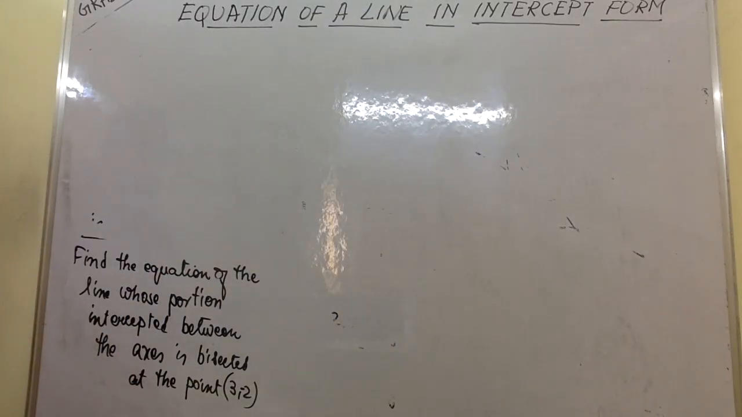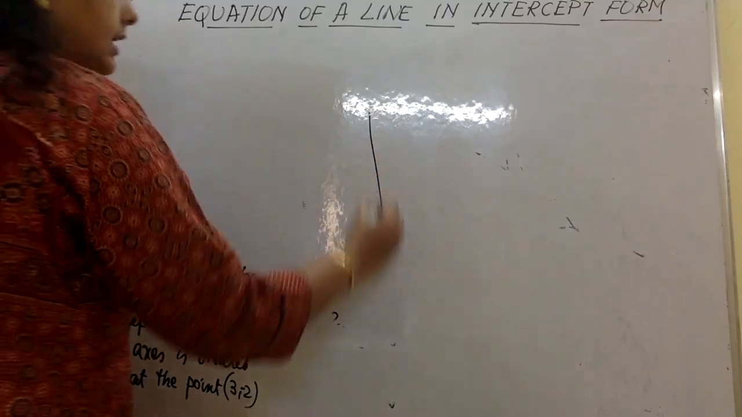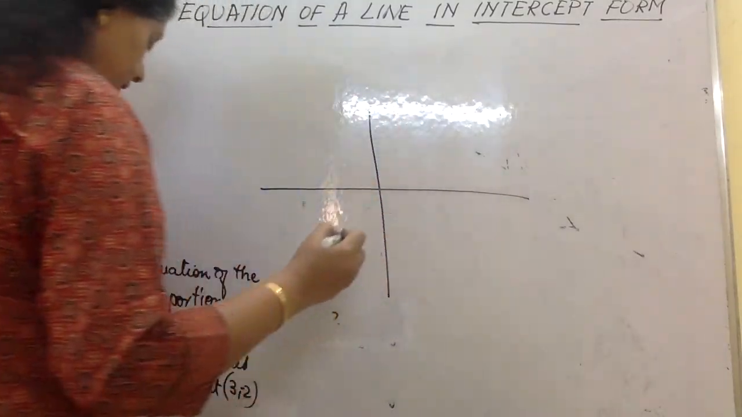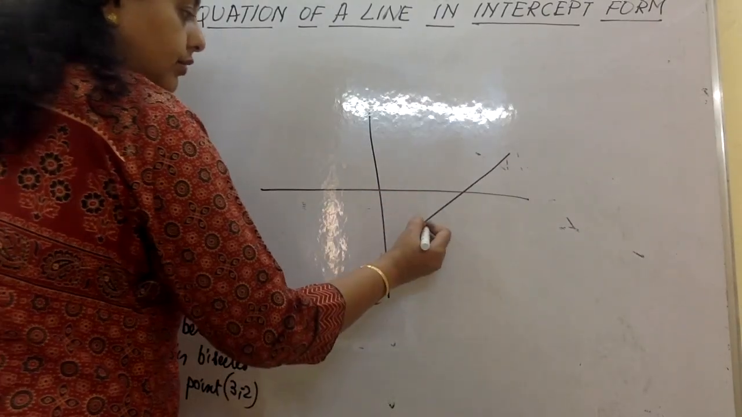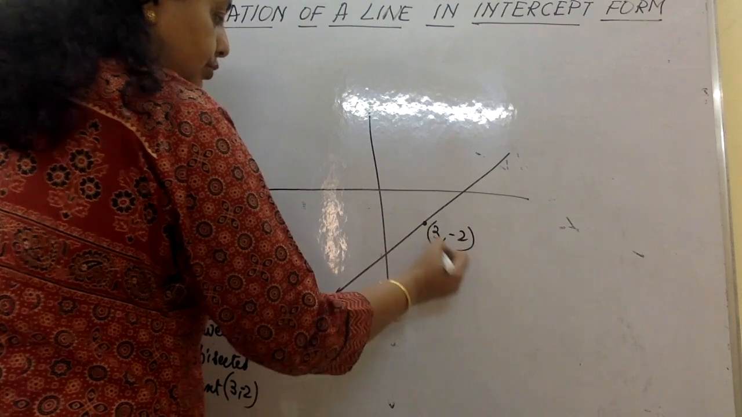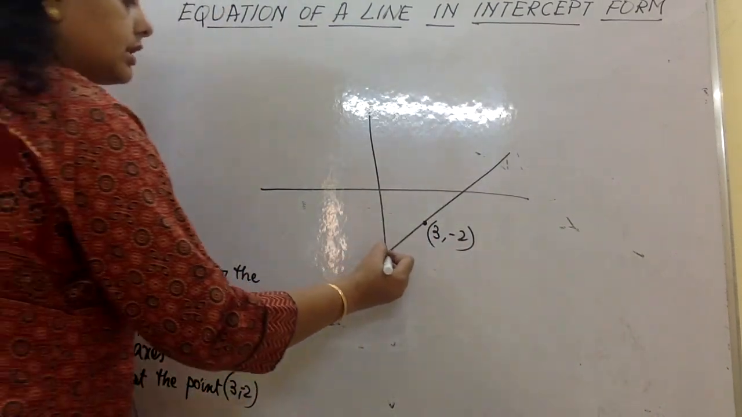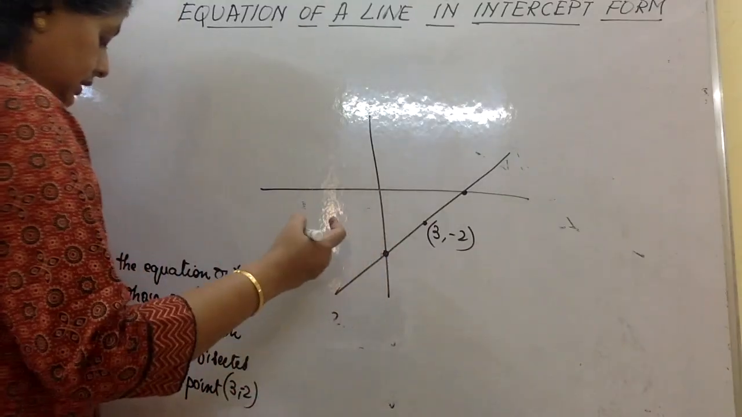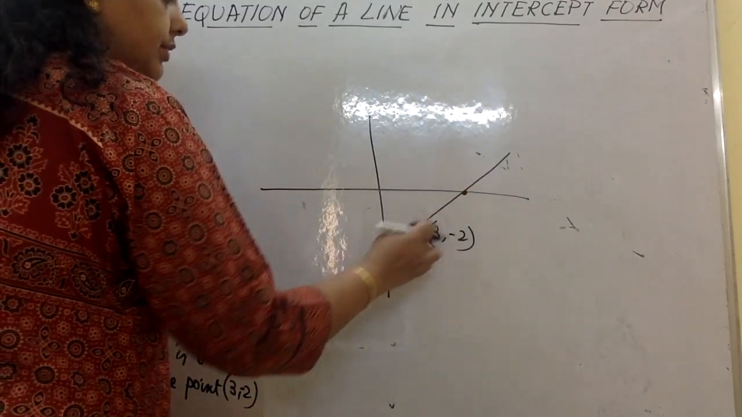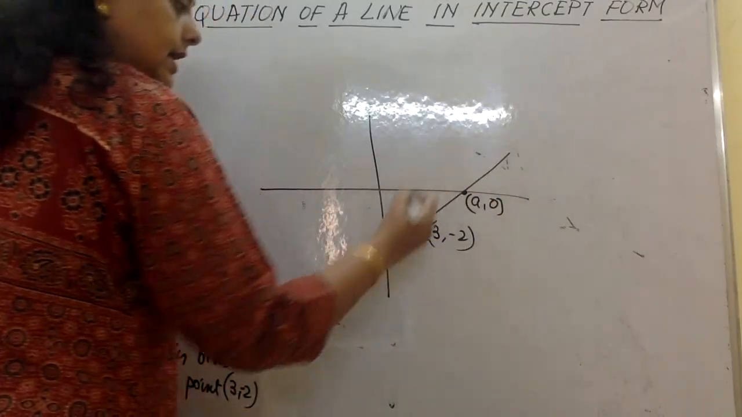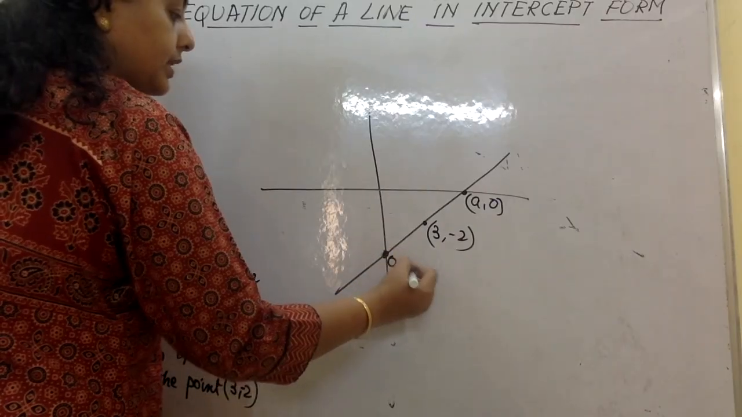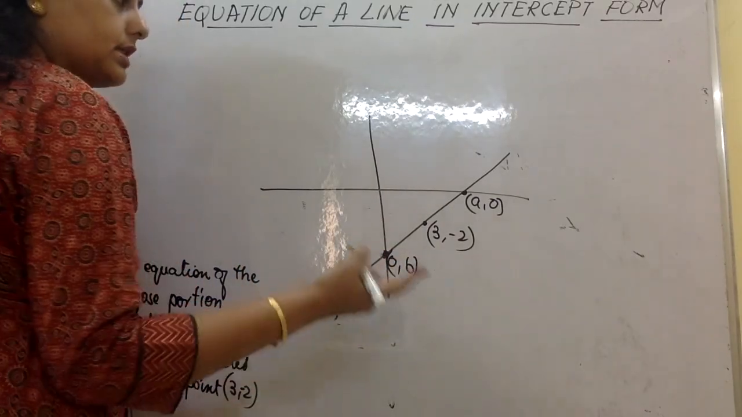Here is the question. Find the equation of the line whose portion intercepted between the axes is bisected at this point. This is 3, minus 2, means it comes in this quadrant. Okay. So 3 comma minus 2, and this is the portion intercepted between the axes. Now remember, here it is A0 because it's on the x-axis, and this is 0B because it's on the y-axis.